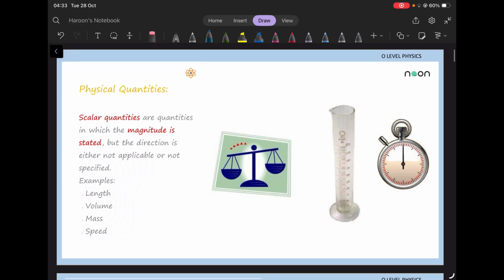Now, physical quantities may or may not have a direction. The magnitude, I have already stated, is the size, the number. Scalar quantities are those quantities which have only magnitude.